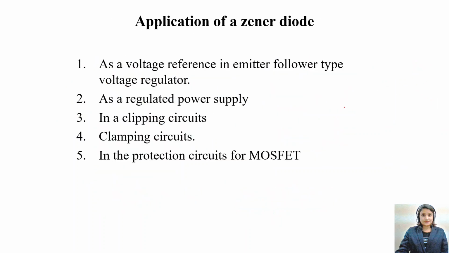Let's move on. These are some applications of the Zener diode. I have told you it is used as a voltage regulator, and the voltage regulator is the very last step in a regulated power supply. We have discussed it earlier. Zener can also be used in clipping circuits, clamping circuits, and protection circuits. And you are very much familiar with this: Zener is used as a voltage regulator.